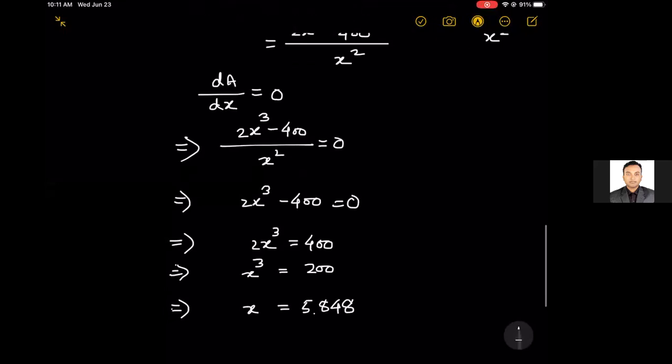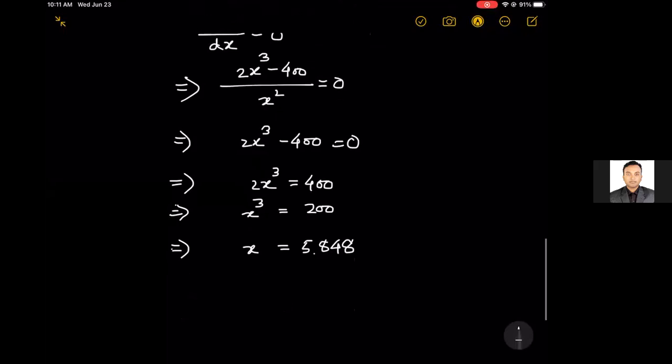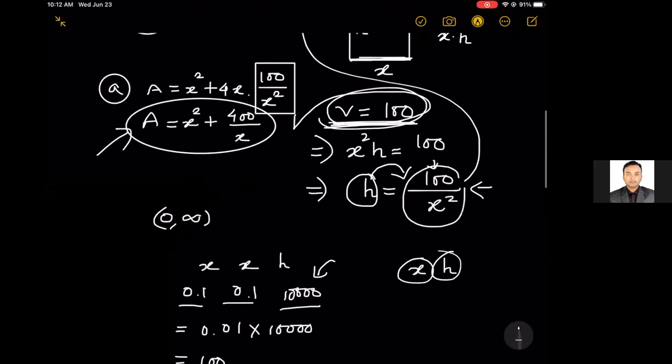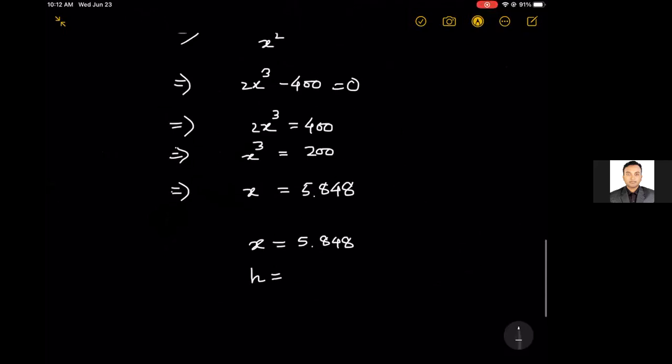Anyway, so we have found one of the sides, right? We have found x, which is 5.848. So the next thing is to calculate h. And fortunately, we know h equals 100 over x squared. So we'll just replace it here. x equals 5.848, so h equals 100 over 5.848 squared.